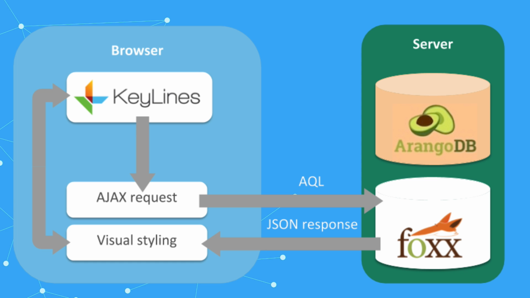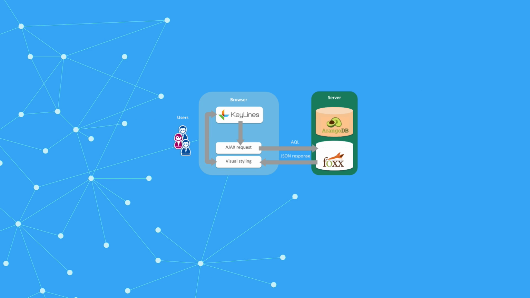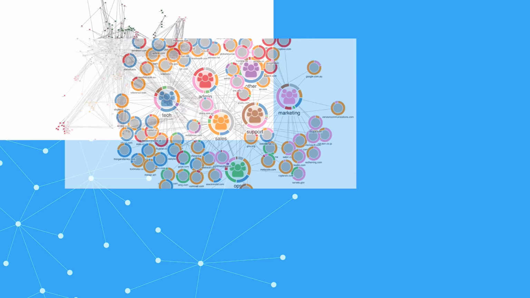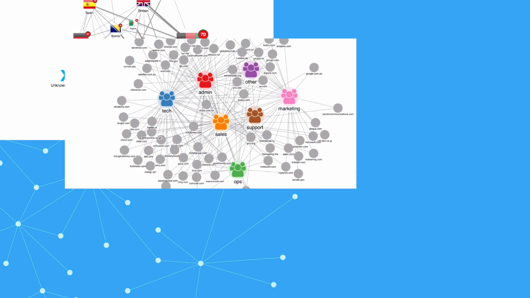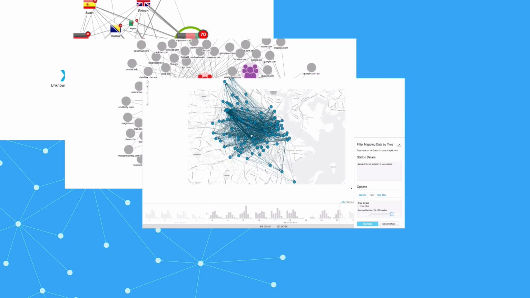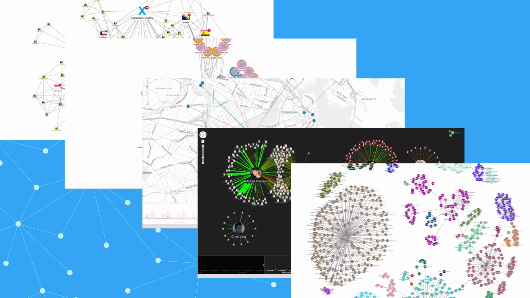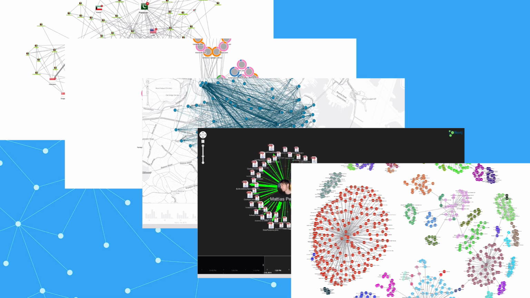Using the Keylines API, you can create your own visual appearance and choose the functionality you need. The result is an interactive graph tool custom designed for your users, their data, and the questions they need to answer. From fraud detection to cybersecurity, Keylines makes it easy for your users to join the dots in their graph data.